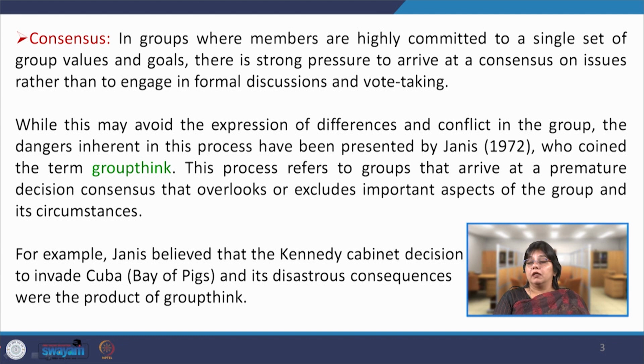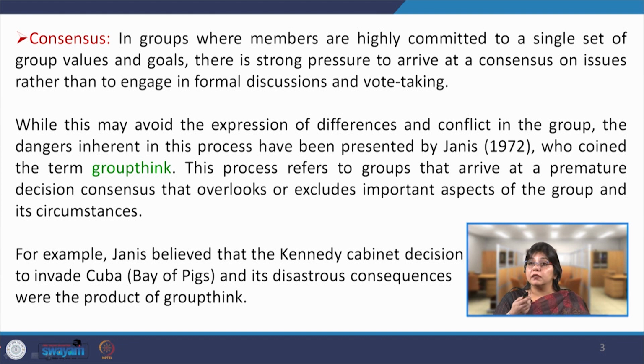For example, as this term was discussed by Janis, he exemplified this value orientation in Kennedy's cabinet decision to invade the Bay of Pigs in Cuba, and its disastrous consequences were the product of groupthink. That means even the group leader, Kennedy, and his members failed to think about the potential dangers and negative impact of that invasion that led to some disastrous outcomes.